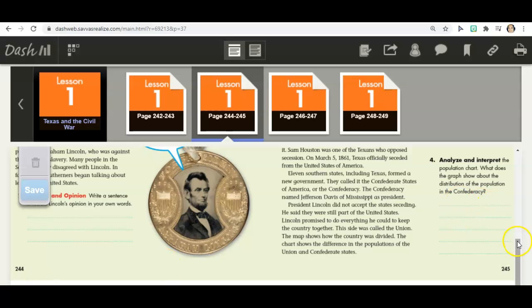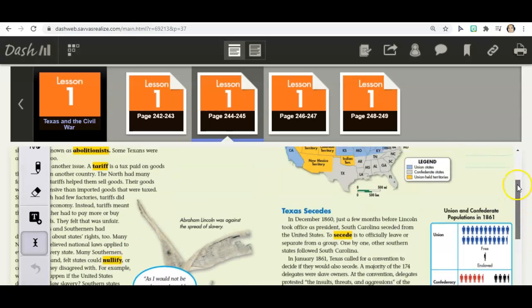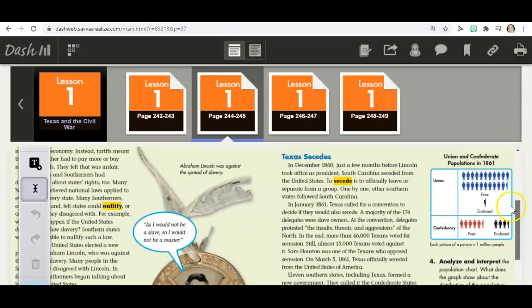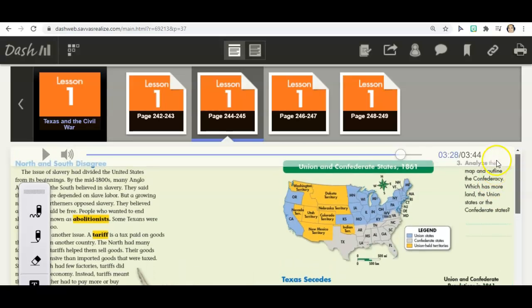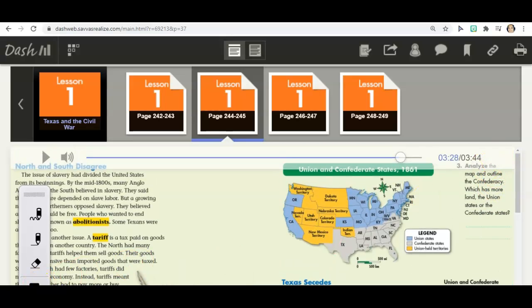All right, and so that's where we will stop for today. We read 4 pages, and you'll have 4 questions to answer at the end of this. Good luck, and let me know if you need any help.